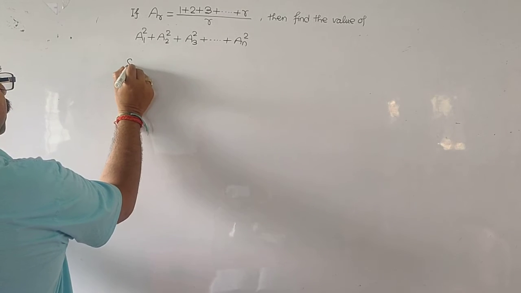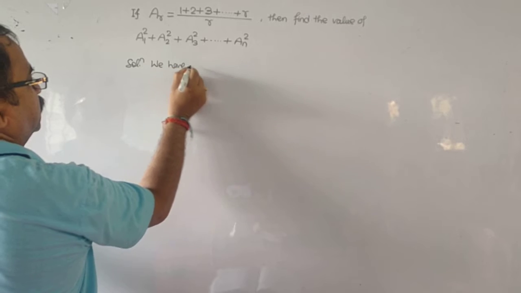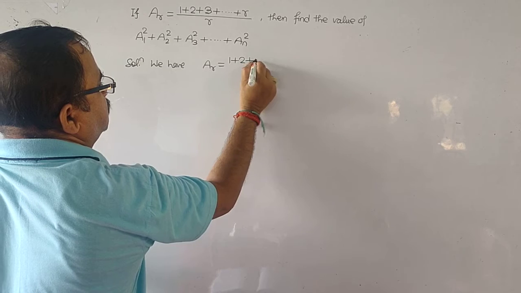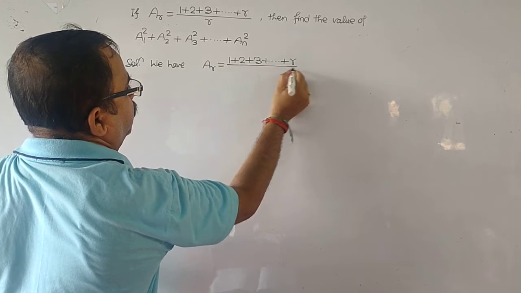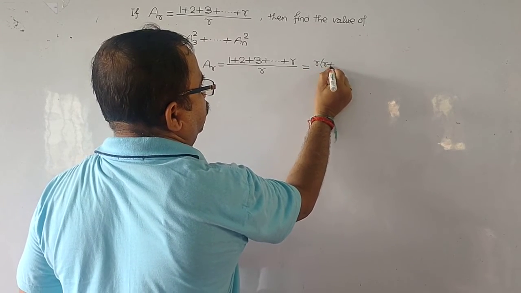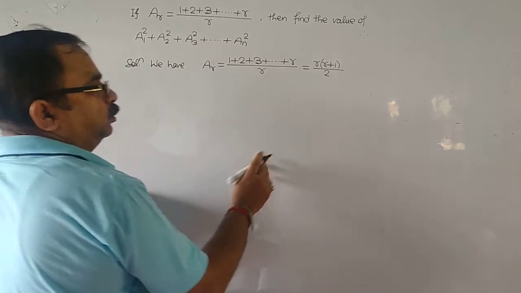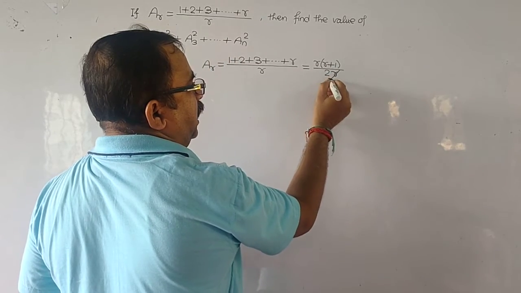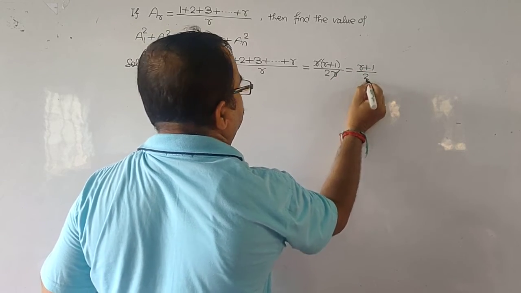Solution, we have AR equal to 1 plus 2 plus 3 plus and so on plus R whole upon R. That is R into R plus 1 by 2 upon R. Here R is cancelled with this R. This is R plus 1 by 2.